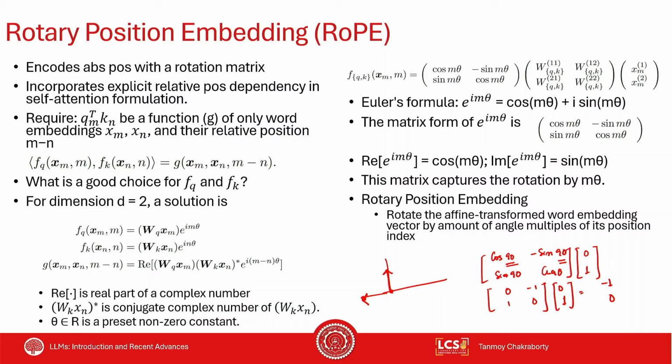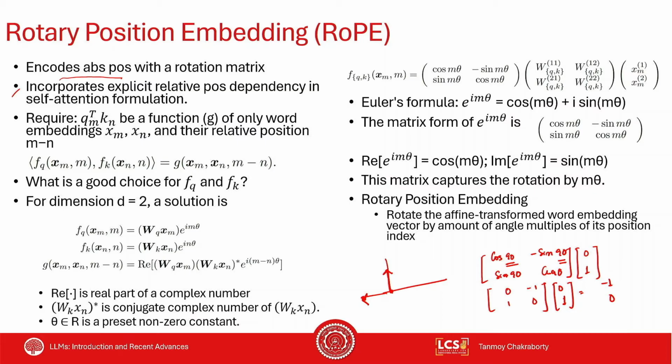So we use the concept of rotation matrix. A rotation matrix is always orthogonal, and there are many other interesting properties. We will encode the absolute position using a rotation matrix, and this is important. We will incorporate explicit relative position dependency in the self-attention formulation. We will see later, when we calculate the dot product between query and key, that the relative position between m and n will be preserved. You don't need to do it explicitly. If it is not clear, it will be clear very soon.